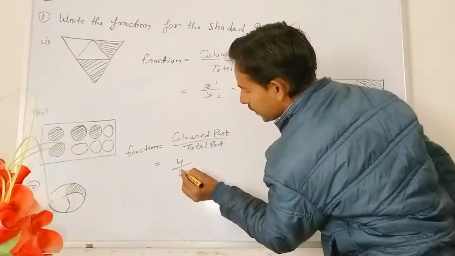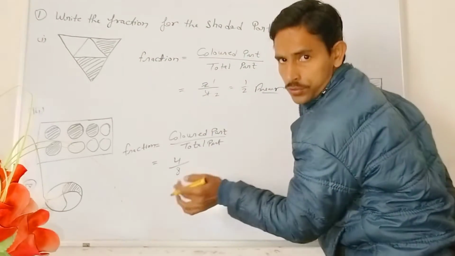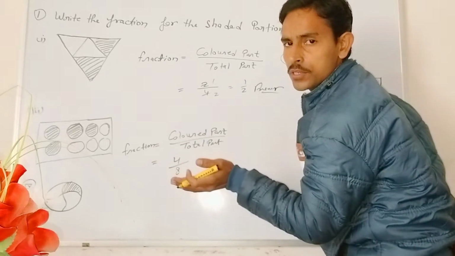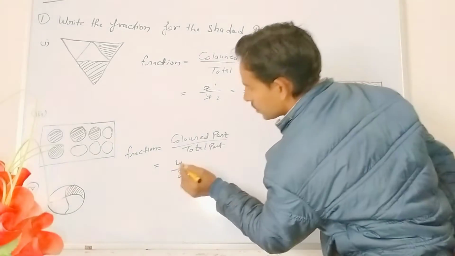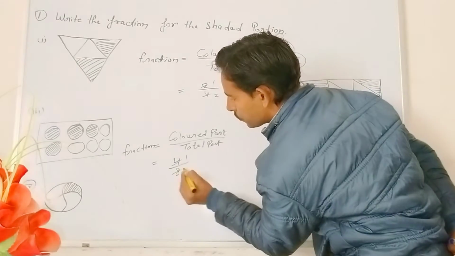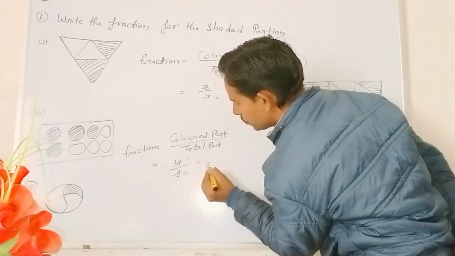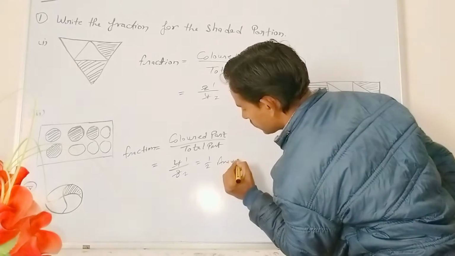Now 4 and 8 just come in the table of 4. So take the help of the table of 4 and just cut it like this. 4 1s are 4, 4 2s are 8. That is 1 upon 2, our answer.